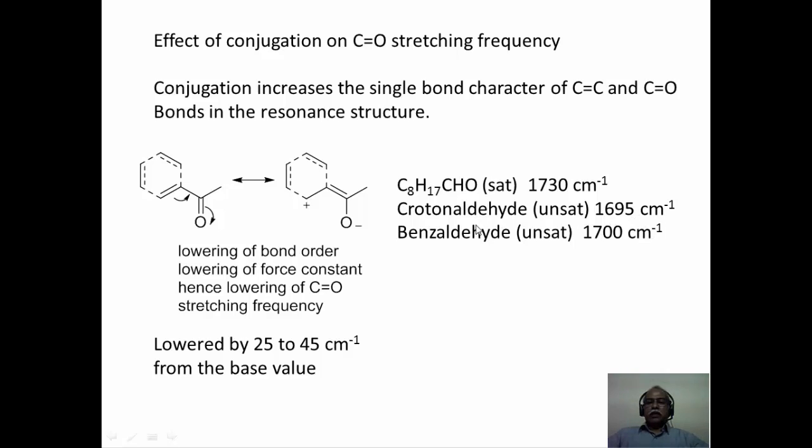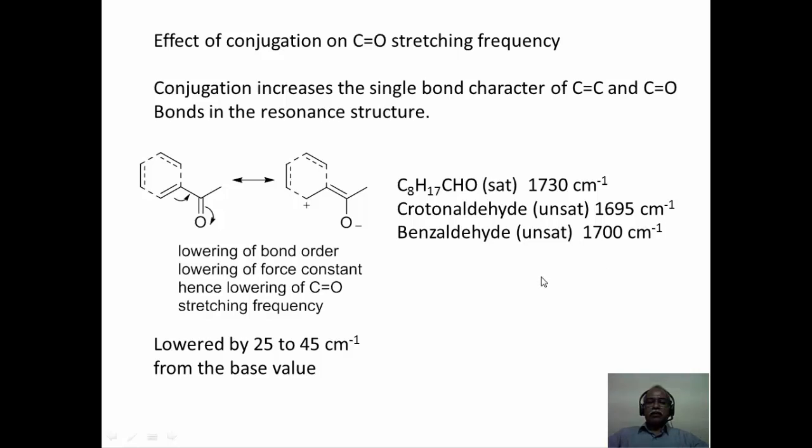And benzaldehyde, which is also an alpha beta unsaturated system, except the alpha beta unsaturation comes from the phenyl group that is attached to the aldehyde functional group, that comes around 1700 inverse centimeter. So when we talk about base value, we are actually talking about the saturated compound base value, and whatever the electronic effect that may be, we add some numbers or subtract some numbers to get the actual values of the alpha beta unsaturated system, and so on.